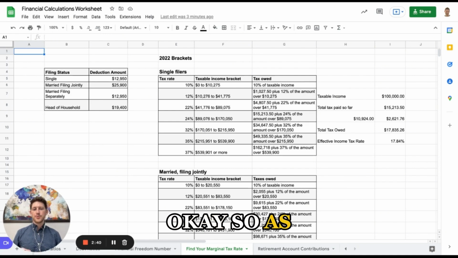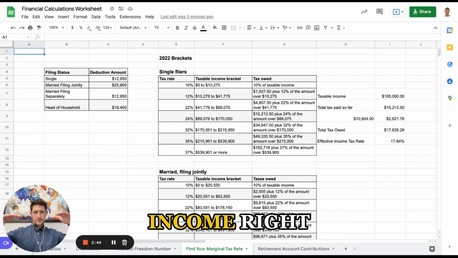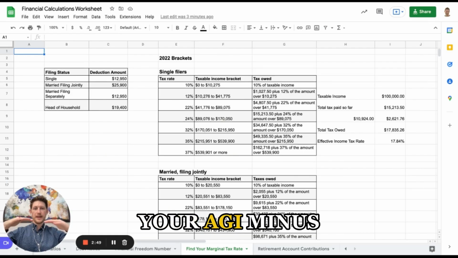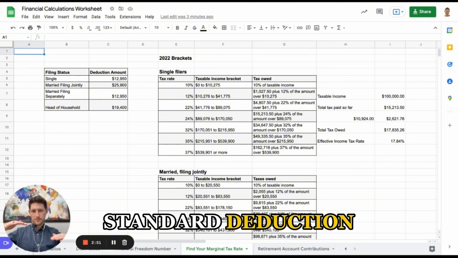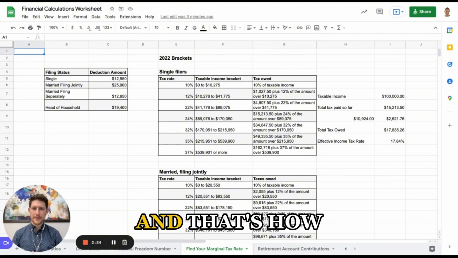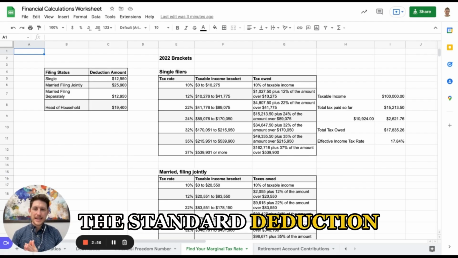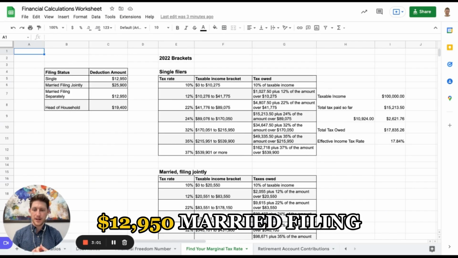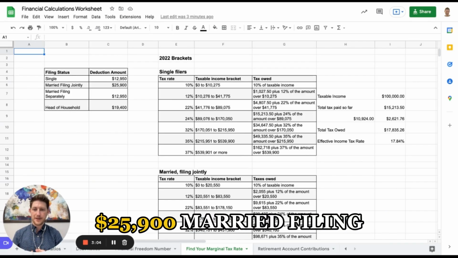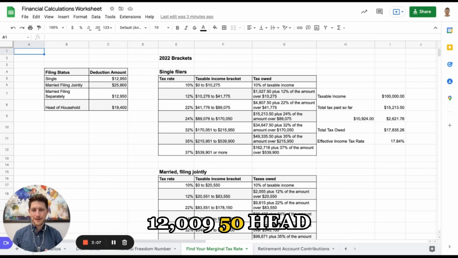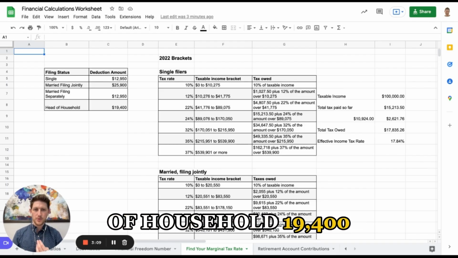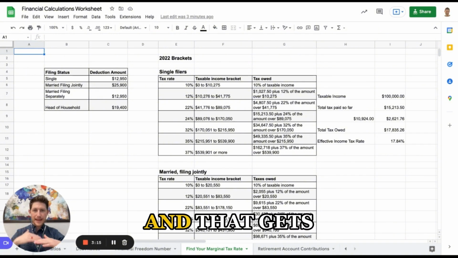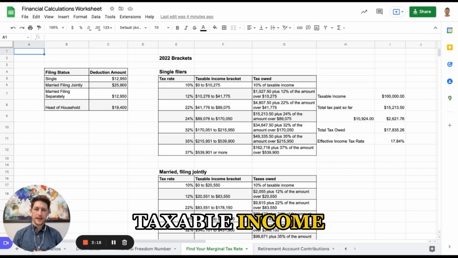Okay. So as we talked about the adjusted gross income, right? So we have the gross income minus deductions gets your adjusted gross income, your AGI, minus the itemized or standard deduction. And then that gets you to your taxable income. And that's how taxes are calculated. The standard deduction amounts for these different filing statuses are as follows. Single, $12,950. Married filing jointly, $25,900. Married filing separately, $12,950. Head of household, $19,400. So you take your AGI and subtract the standard deduction, and that gets you to your taxable income, okay?